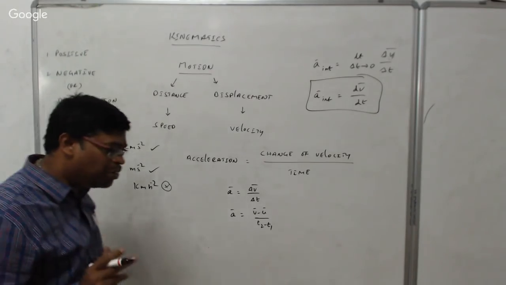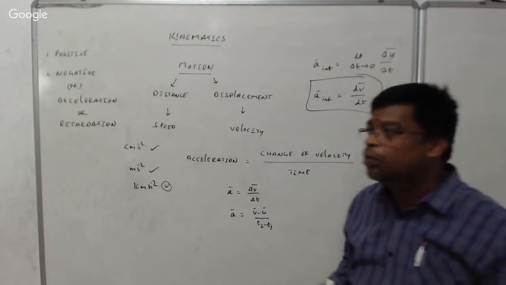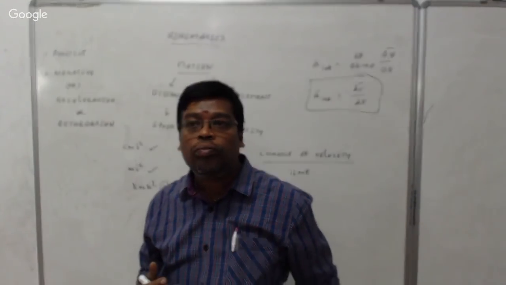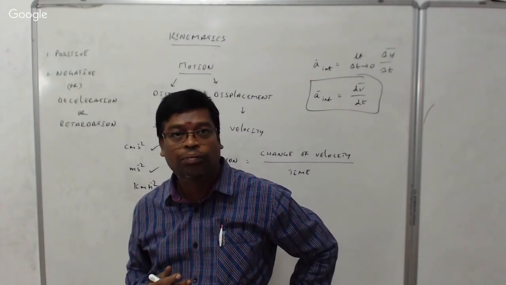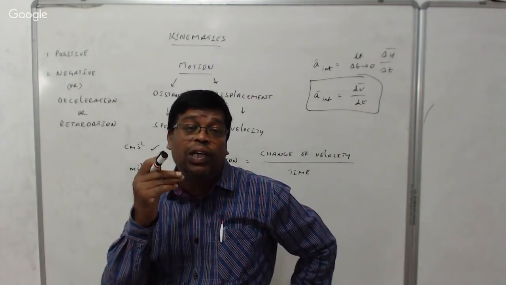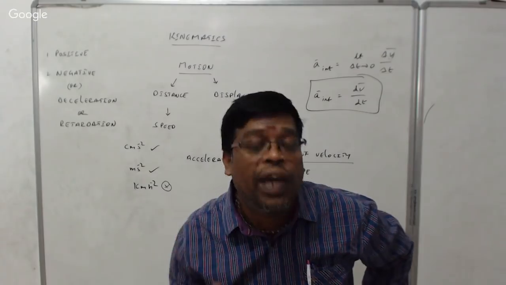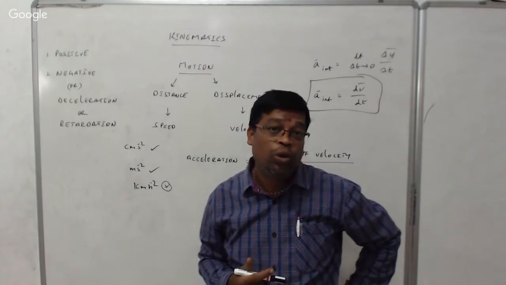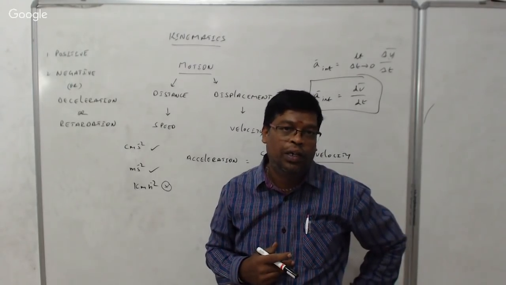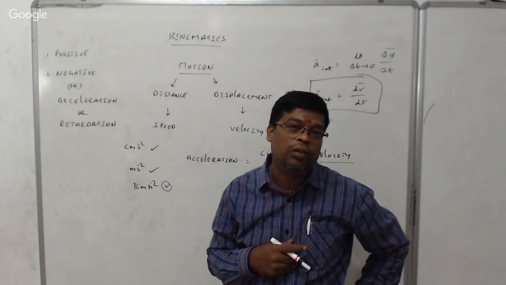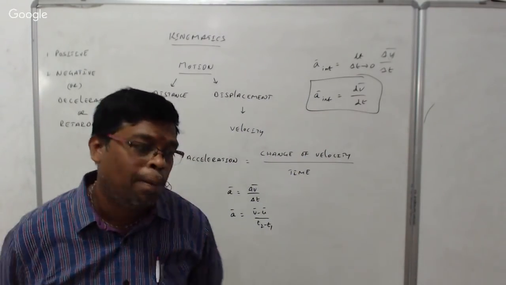So what is the difference between the positive acceleration and the negative acceleration? See, when a body is moving towards positive x-axis, when the velocity of the body is increased in the same direction, then the body is said to be moving with positive acceleration. Understood, in the same direction, then the acceleration of the body is said to be positive acceleration.